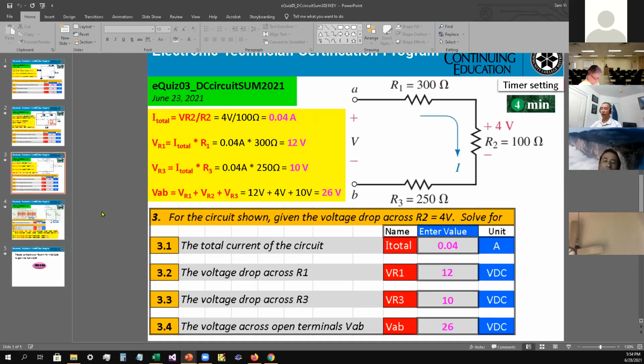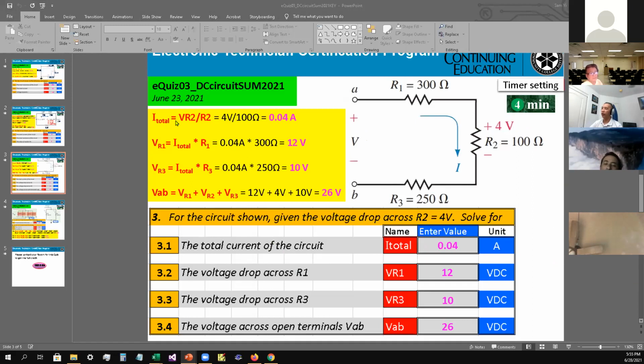So the next one looks like also a series circuit, and they want to find the total current, and they want the answer in amps. We don't know the voltage source, we don't know how much is coming in, but they already give us the voltage drop over R2. So we're going to use that to calculate the current.